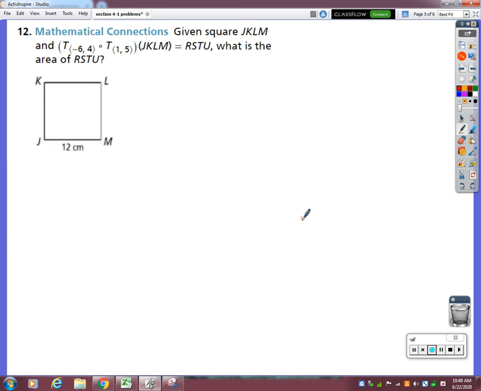Okay, given square JKLM and the translation, what is the area of RSTU? Okay, well, tricked you. Since these are both rigid transformations, they don't change the size of the shape, so it doesn't matter where it ends up, it's going to always just have the same size. And since it's a square, that means that both sides are 12 centimeters, and so the area would be 12 squared centimeters, or 144 centimeters squared.